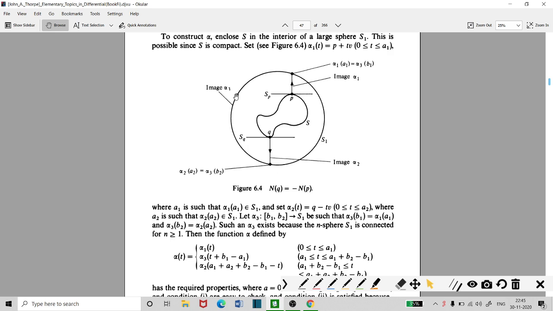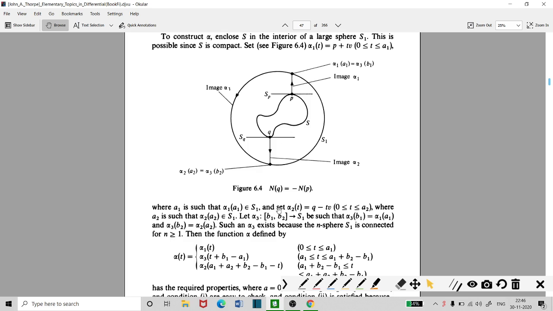Both are on the large sphere S1. But we know that S1 is a connected set, so you can easily find a continuous path, say alpha 3, along this path on S1. This path connecting A1 and A2 does not intersect with S, because it lies only on S1, and S1 is the large sphere which encloses S. So clearly alpha 3 does not contain any point on the surface S.